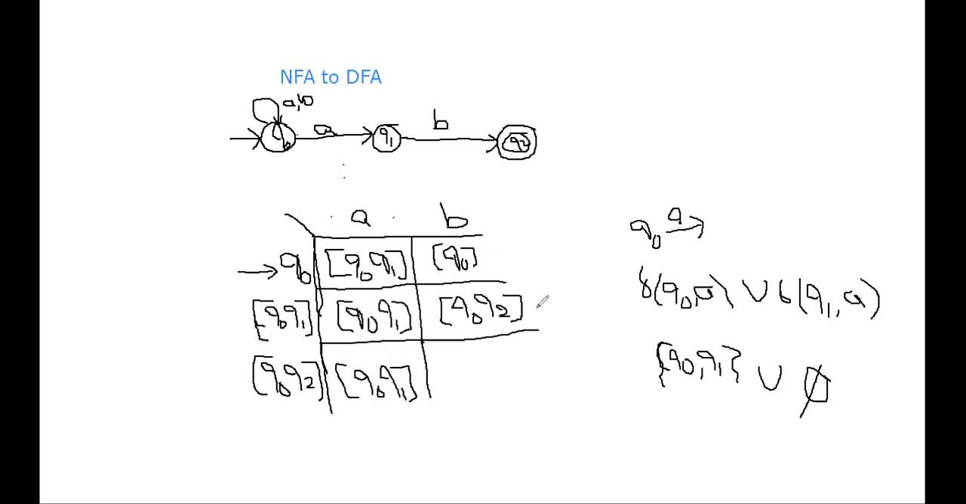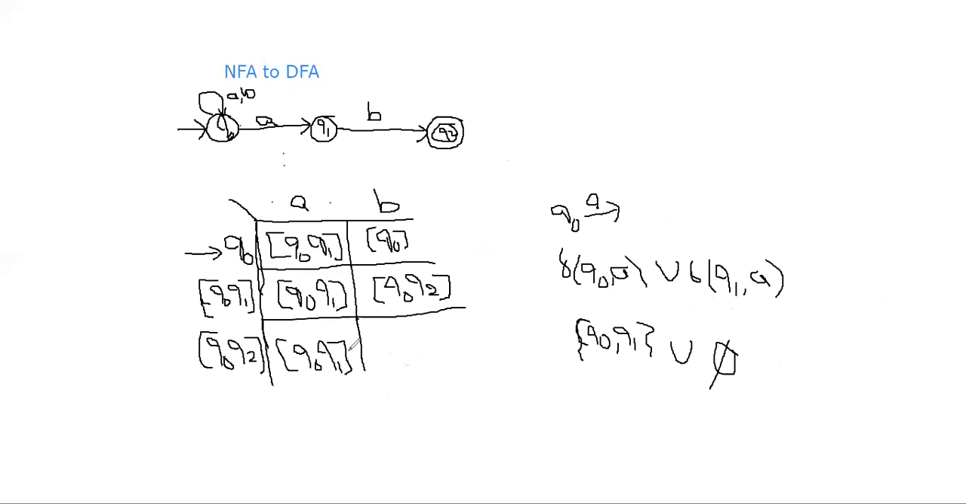Again apply B on Q0 Q2. What is Q0 on B? Q0 on B is Q0. What is Q2 on B? There is no transition from Q2 on A and B. Then we got Q0.